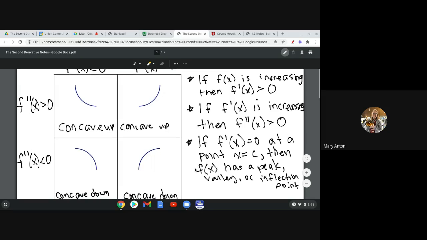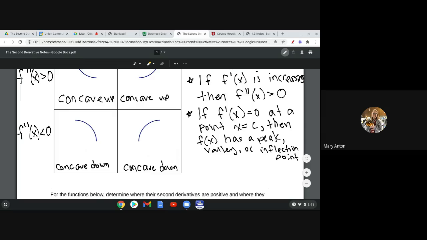Have we talked much about what inflection point means? Yeah, okay. So it was something that looks like this, in between, and it switches from this way to this way. From the left up until the point, are we concave up or concave down? Up. Concave up. And then how about to the right of this point? Concave down. Inflection points are the change in concavity.